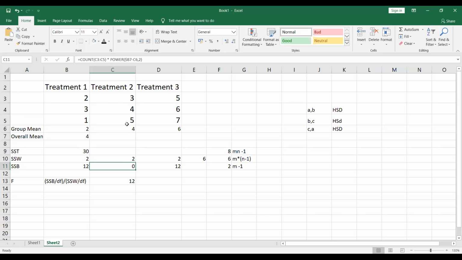Here this group mean and the overall mean are the same, so it will be 4 minus 4 square into 3, so I will get a 0, right? In this case it will be 6 minus 4 square, so I'll get a 4 into 3, I will get a 12. Okay, and the sum will give you SSB.